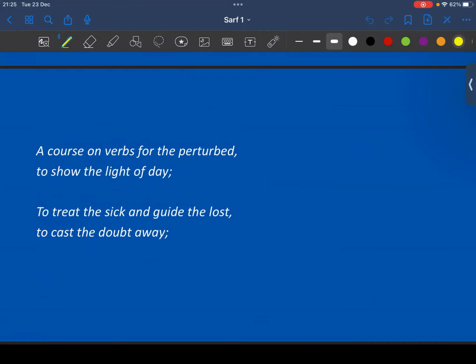In the way of my Mauritanian teachers, I will start this with some verses of poetry. So I say, a course on verbs for the perturbed, to show the light of day, to treat the sick and guide the lost, to cast the doubt away. So I say verbs in this because the science of Ṣarf mainly deals with verbs, although there is also ample treatment of nouns.